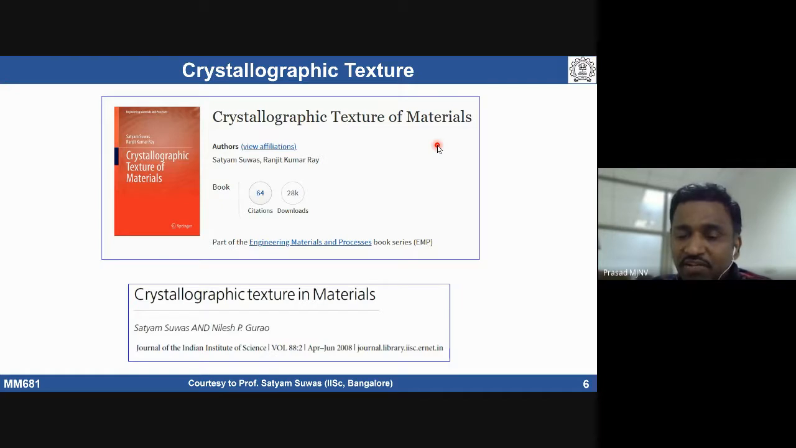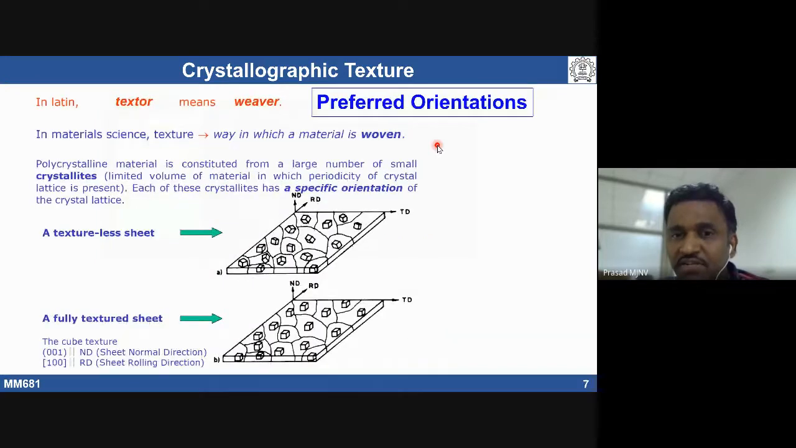So is it clear? I think now I'll start a new topic related to crystallographic texture. The word texture has come from the word textor, which basically means weaver in Latin. So texture is quite common.